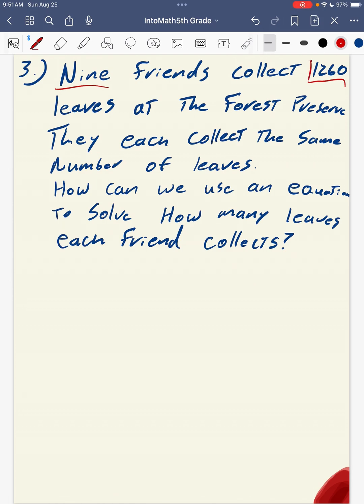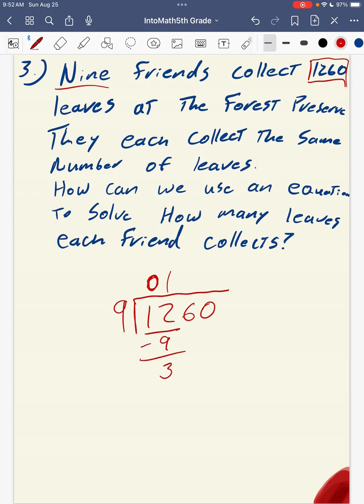Here I have a known number. This is my total, the total number of leaves, which becomes my dividend of 1,260. There are 9 friends working together to collect these leaves, so I'll be dividing 1,260 divided by 9. I know that 9 can't go into 1, so I put a 0 here. But 9 can go into 12 one time. 9 times 1 is 9. 12 minus 9 gives me 3.